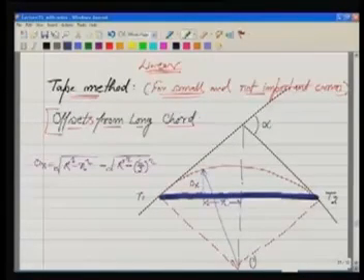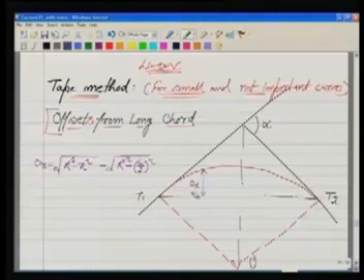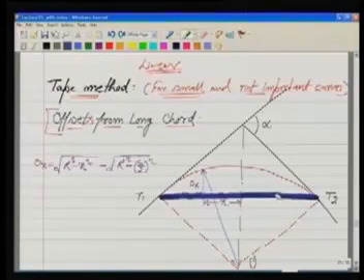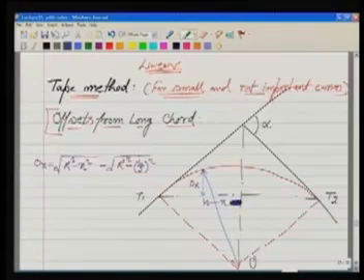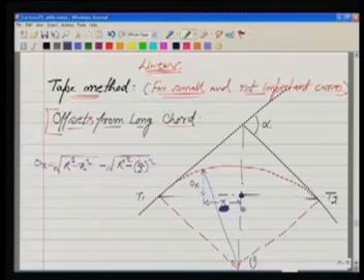Now in this long chord, we measure some distance, as I'm saying x, from the middle point. So this distance x is measured here from the middle point. And at this point x, we erect a perpendicular, and along the perpendicular we measure a distance equal to OX, and then this point will be on the curve. Now what is the value of OX? OX is given as this.